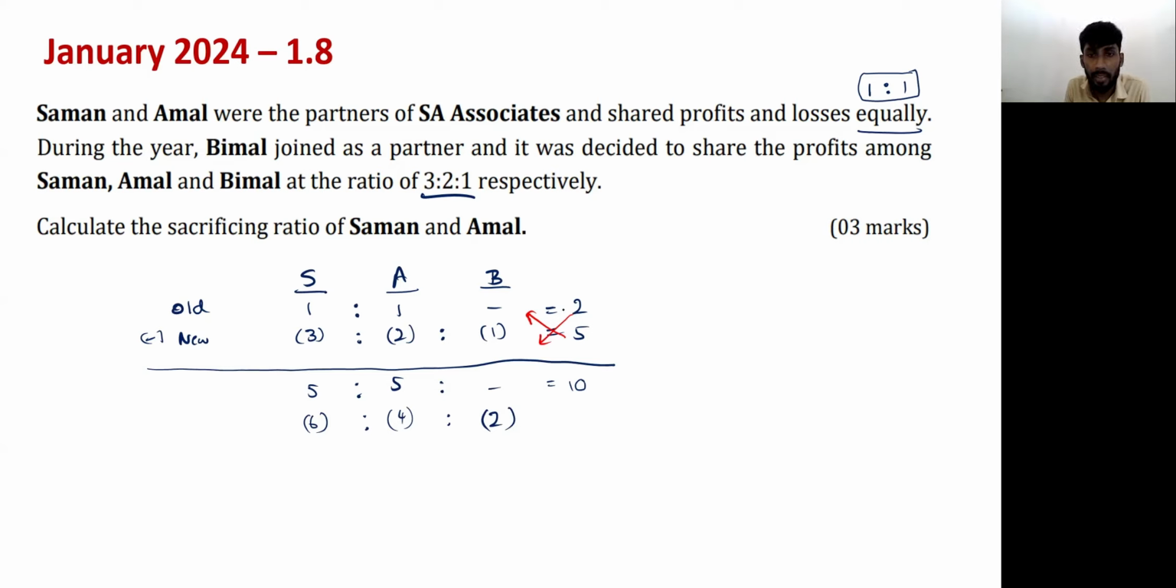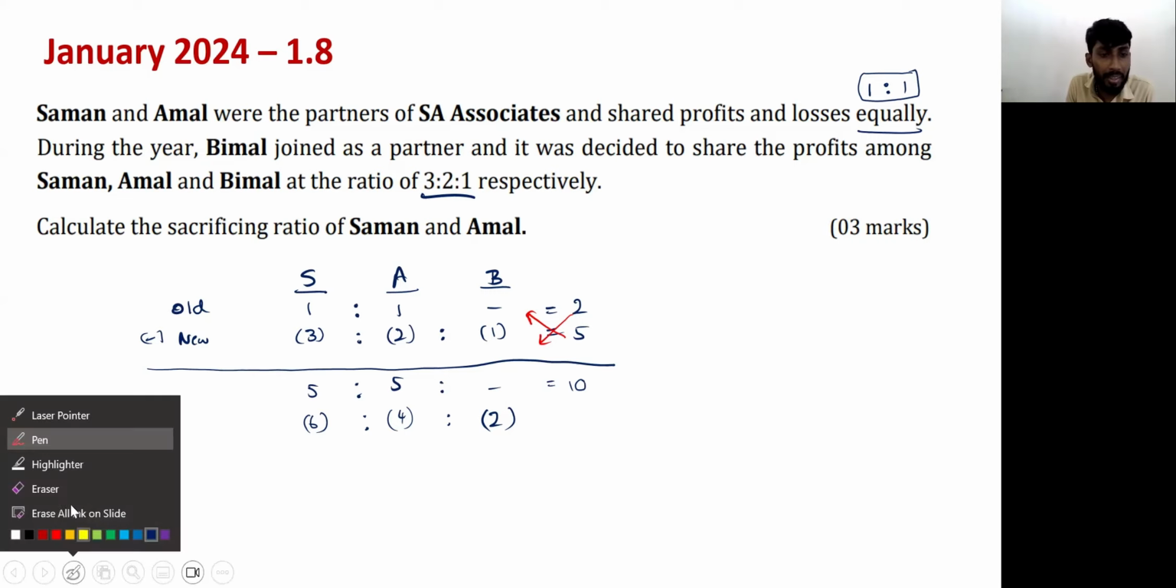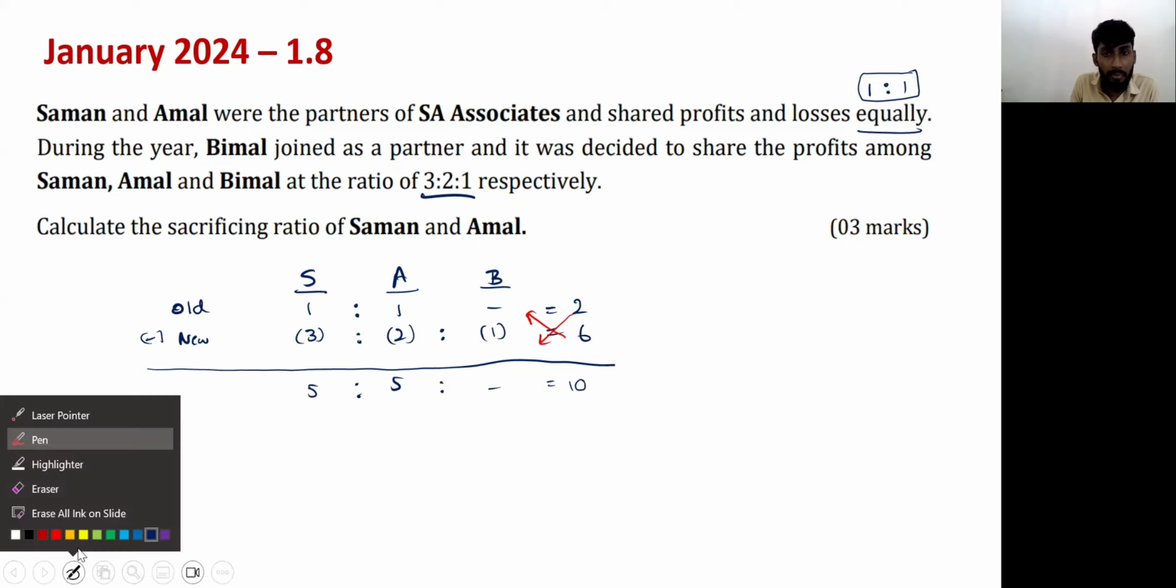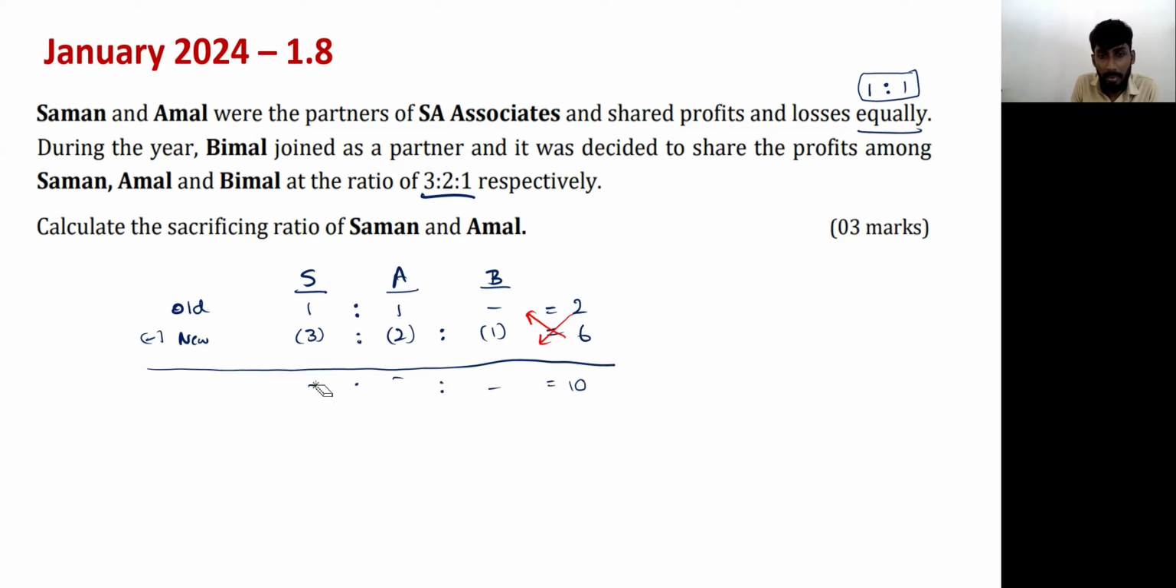No, wait. Here I went wrong with the total. The total is 6, my dears, not 5. Sorry, I made a mistake there. The total of the new one is 6, no? So here it should be 6.